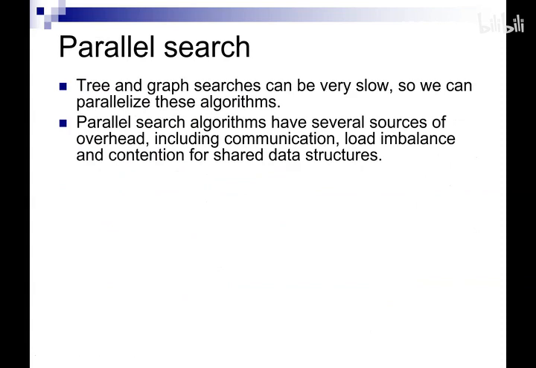The reason you need to parallelize is that these search graphs can be very large. When you parallelize, you're going to have some sort of overhead, and the overhead can have several sources. There might be communication overhead between your different processes. You could have load imbalance between the processes, and these processes sometimes need to share some data structures, so there can be contention on these data structures.